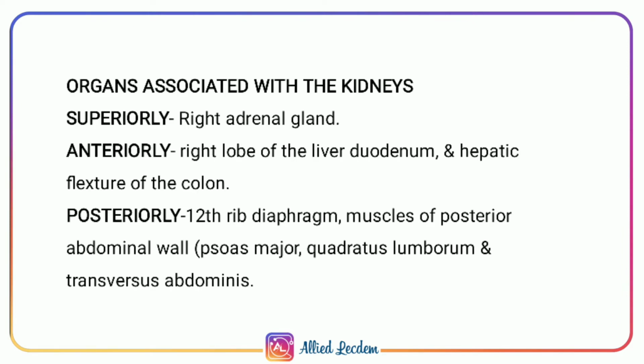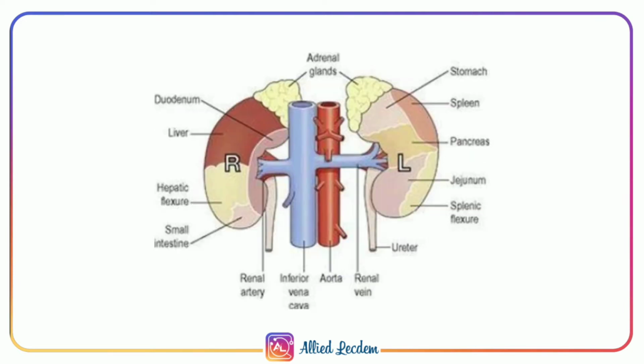Let's see what are the organs associated with the kidney. Superior side: right adrenal gland. Anterior side: right lobe of the liver, duodenum, hepatic flexure of the colon. Posterior side: 12th rib, diaphragm, muscles of posterior abdominal wall like psoas major, quadratus lumborum and transverse abdominis. Here is the picture of organs associated with the kidney. At the right side of the kidney, we can see adrenal gland, duodenum, liver, hepatic flexure, small intestine, renal artery, inferior vena cava. At the left side, we can see stomach, spleen, pancreas, jejunum, splenic flexure, ureter, renal vein, aorta.